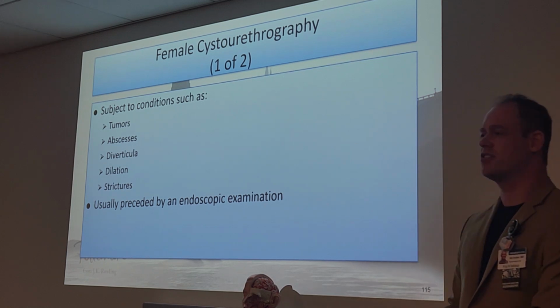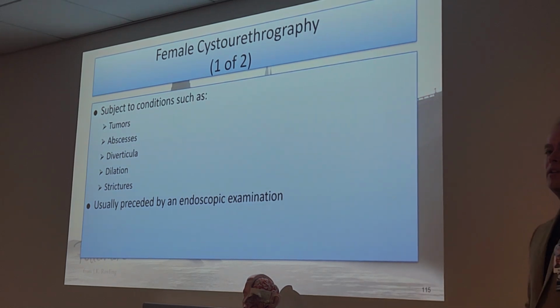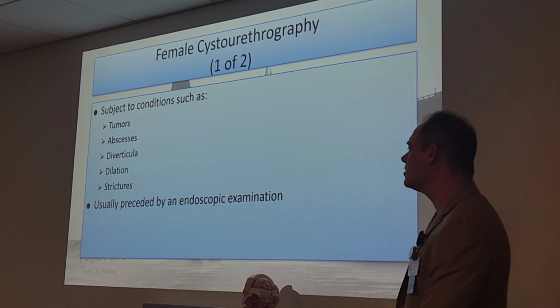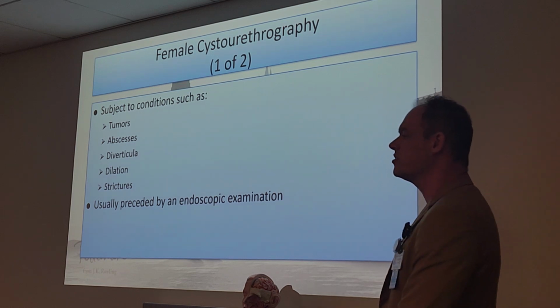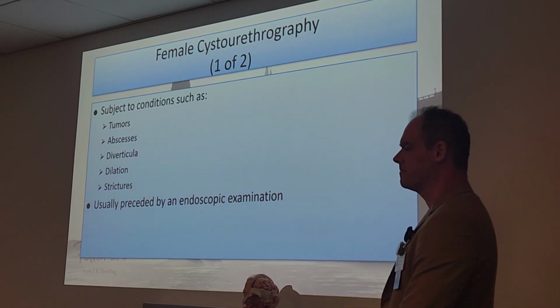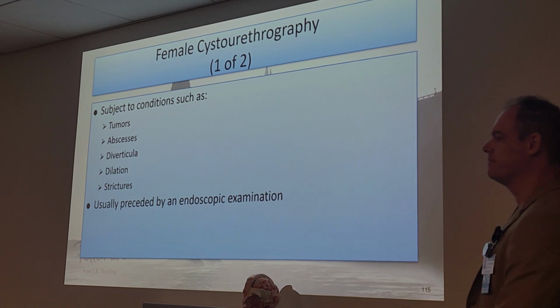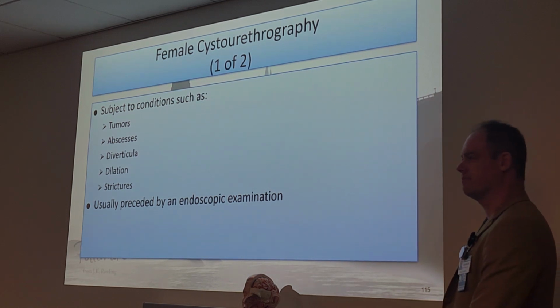All right, so for female cystourethrograms, why would they need this done? Tumors, abscesses, diverticula, dilation or strictures, and that's also going to usually precede an endoscopic exam. Also, just very serious urinary tract infections, they'll do these as well. Strictures. Stricture is when it's narrowed. Dilation or stricture.